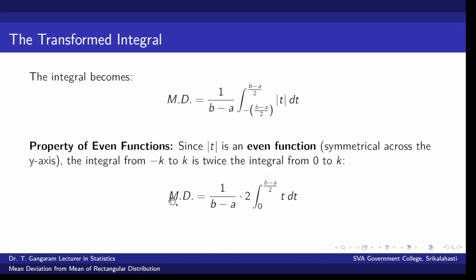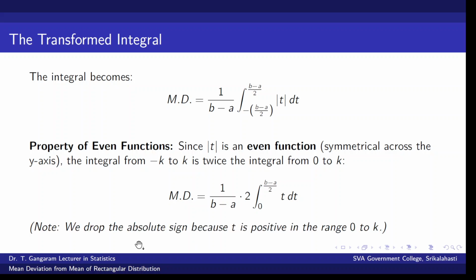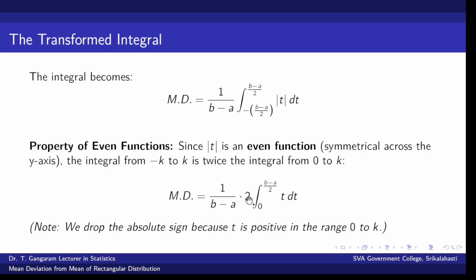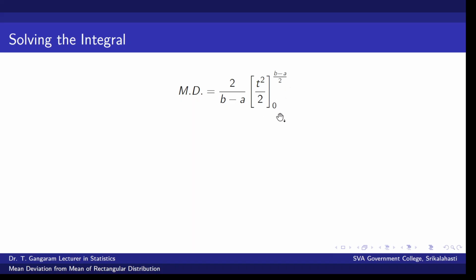So this mean deviation is equal to 1 by (b minus a) times 2 times the integral from 0 to (b minus a) by 2 of t dt. We can drop the absolute sign because t is positive in the range 0 to k. Now the integral of t dt is t square by 2. The range is 0 to (b minus a) by 2.